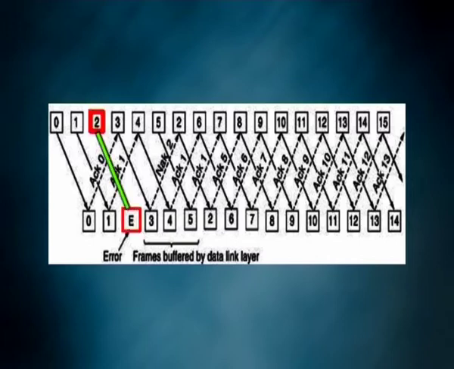In this case, if the second packet comes with error, then the receiver will accept the third packet, but it sends a negative acknowledgement of 2 to the sender and buffers the third packet. The receiver does the same thing with the fourth and fifth packets. When the sender receives the negative acknowledgement of the second packet, it immediately sends the second packet to the receiver.